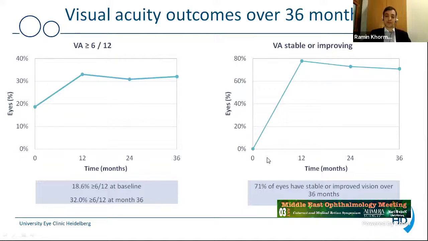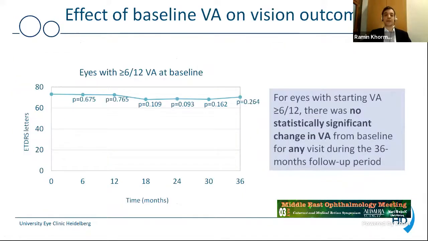We noticed that 71% of the eyes had stable or even improved vision over the 36 months period. We also assessed if baseline visual acuity has an effect on the vision outcomes. On this chart, we only looked at eyes who had quite good vision at baseline, patients with a vision of 6/12 or better. And you can see that in such patients, there was no statistically significant change in visual acuity from baseline for any visit during the 36 months follow-up period.